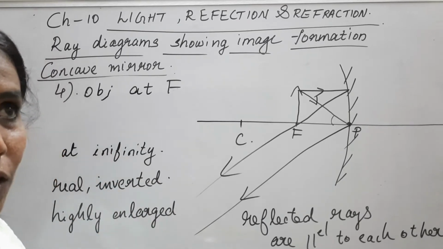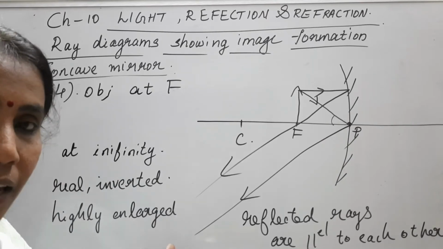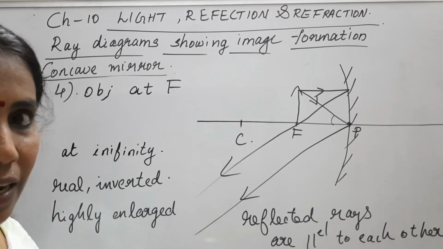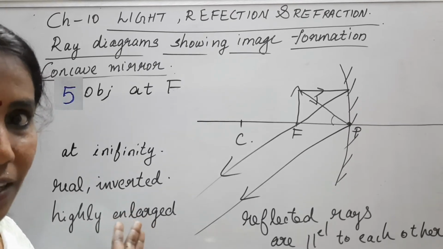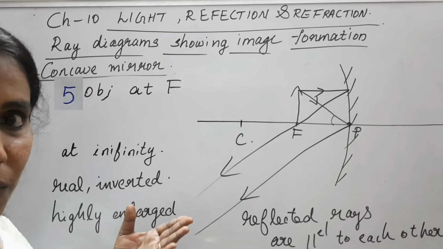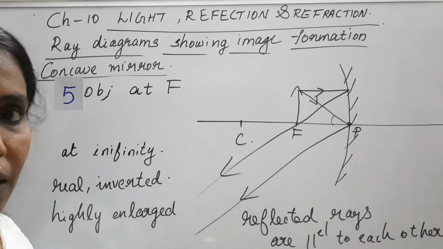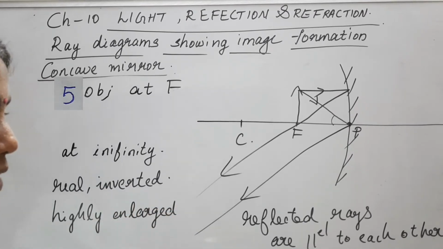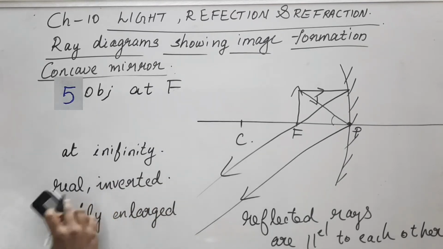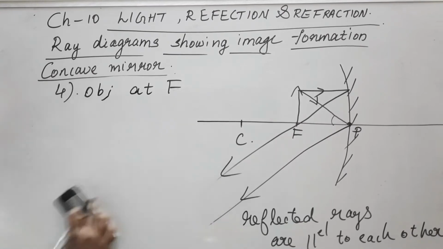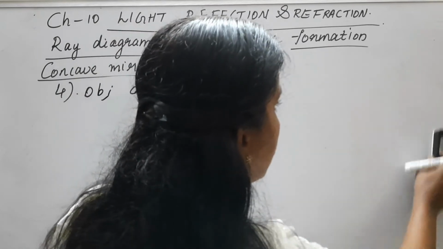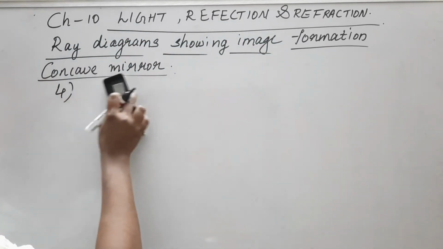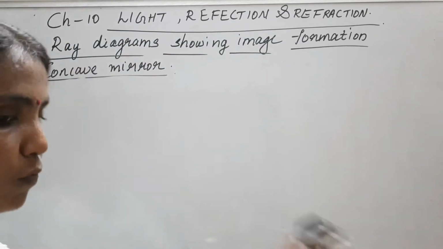Likewise, when the object is beyond C, the image was obtained between C and F. When the object lies between C and F, the image is beyond C. So vice versa, it is coming like that. You can compare and study this. Now coming to the last ray diagram, that is the sixth case, when the object lies between P and F, when the object is kept between the pole and focus.